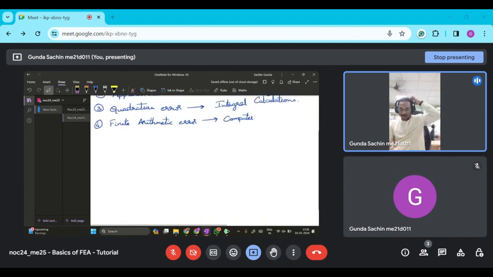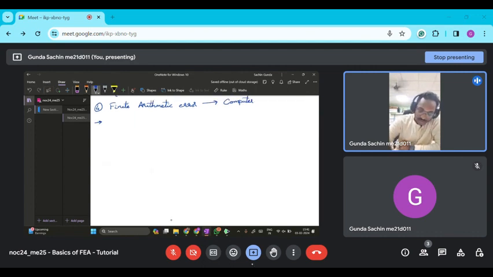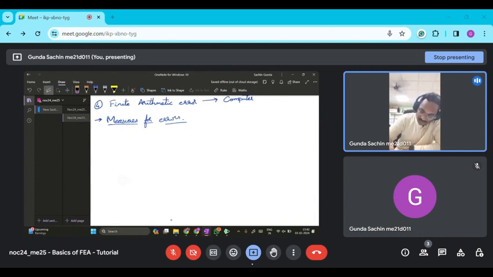So in order to evaluate them, even for evaluating the errors, there are different ways to evaluate the error. We'll see the measures to evaluate error. First way is point-wise error.